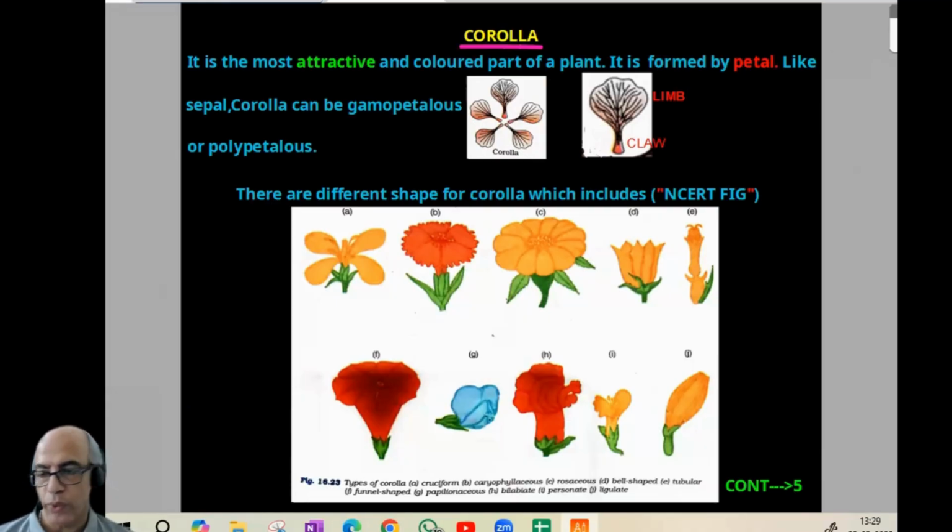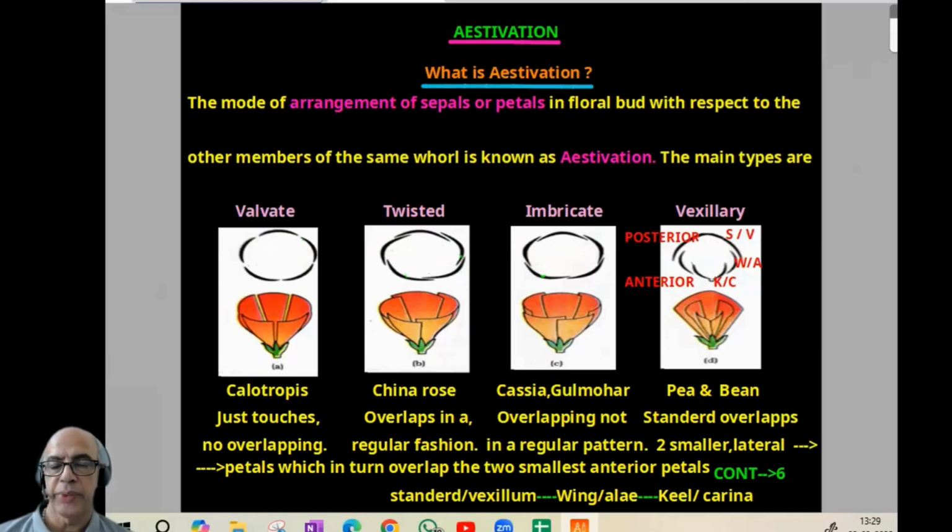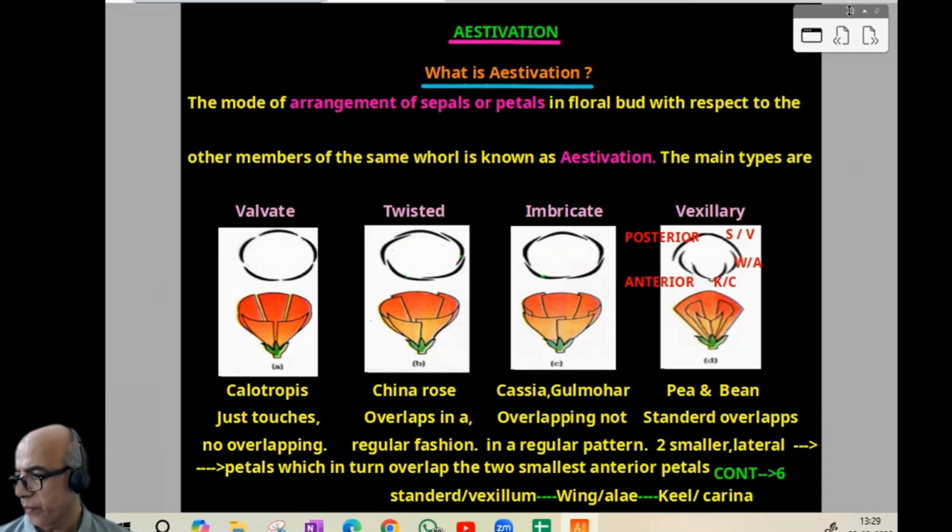Then different shapes of corolla from the NCERT. Then aestivation: what is aestivation? Arrangement of sepals and petals in relation to one another. What is its importance? What are the different types of aestivation? Posterior side, anterior side, and vexillary, with examples. Then ascending imbricate and quincuncial.